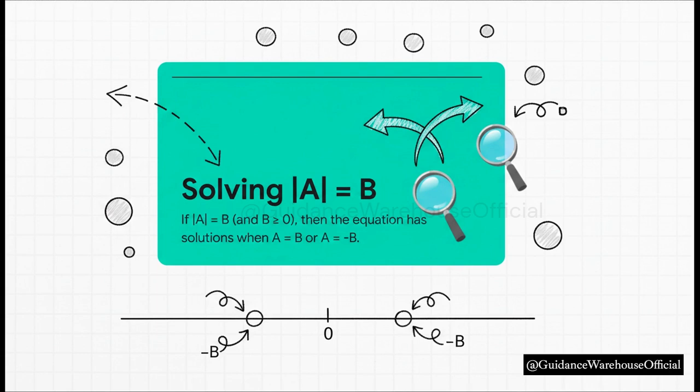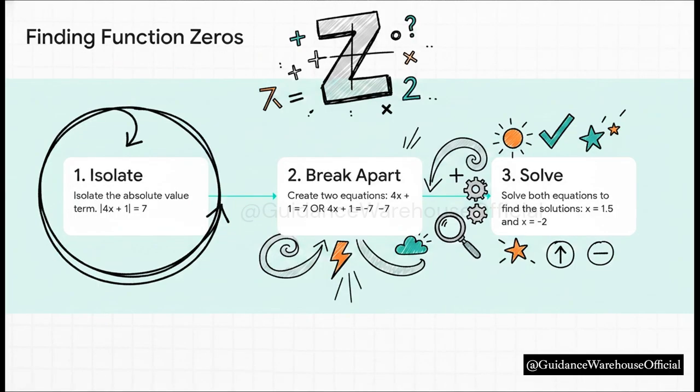Both of those are the exact same distance from 0. So this is key. We always split one absolute value equation into two separate regular equations. Let's put that rule into action. We want to find the zeros of this function, which is just a fancy way of asking, where does the graph hit the x-axis? So, step 1, you've got to get the absolute value part all by itself.